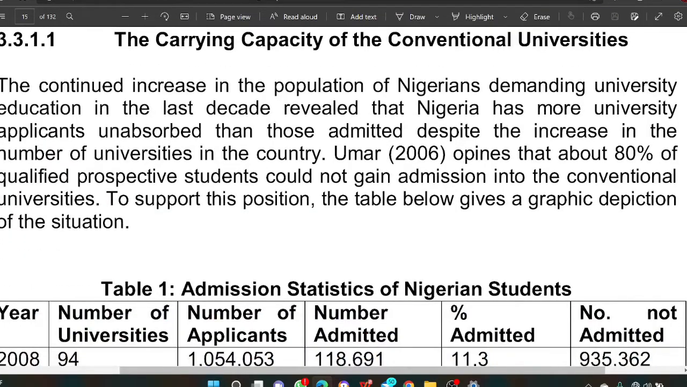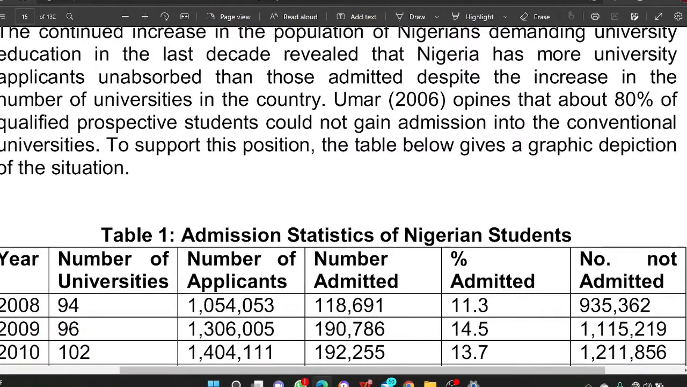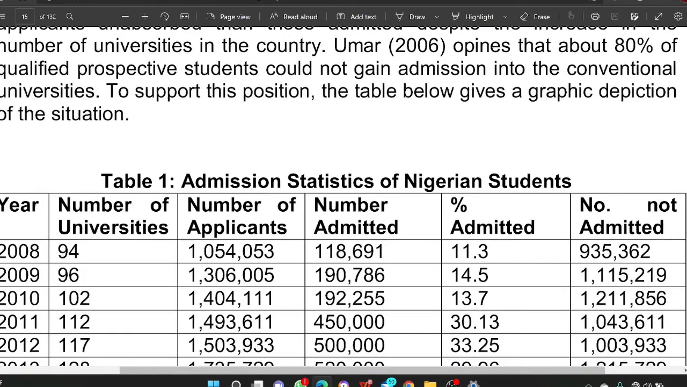The continued increase in the population of Nigerians demanding university education in the last decade revealed that Nigeria has more university applicants unabsorbed than those admitted, despite the increase in the number of universities in the country. Umar 2006 opines that about 80% of qualified prospective students could not gain admission into the conventional universities. The table below supports the position and gives a graphic depiction of the situation.